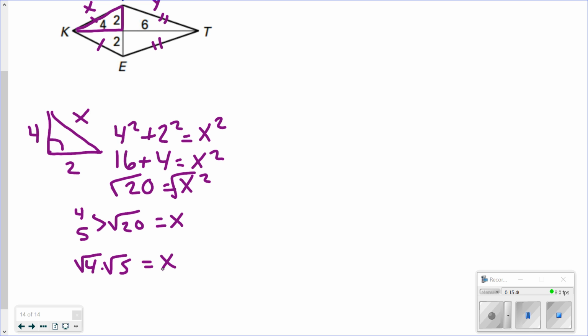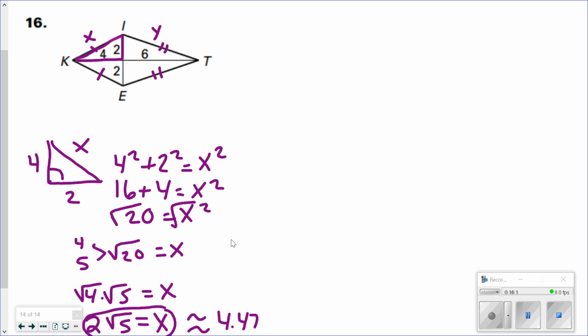Which one of these radicals simplifies, the square root of 4 or the square root of 5? It would be the square root of 4, and we know the square root of 4 is 2. Square root of 5, or radical 5, just stays the same. So that is what our x value is equal to, 2 square root of 5. Now if we wanted to write this as a decimal, we know that x then would be approximately 4.47 if you plug that in your calculator.